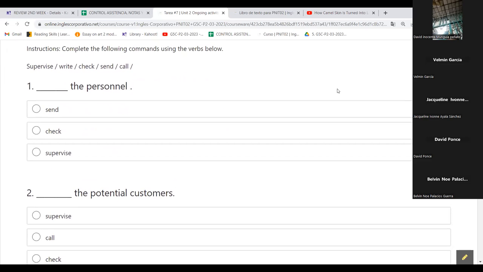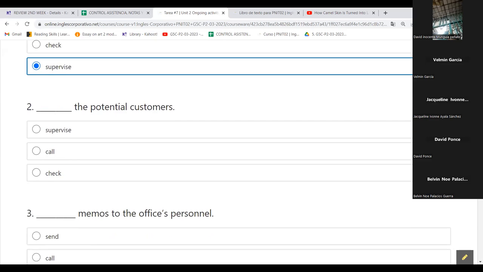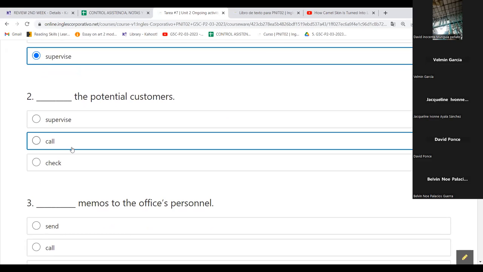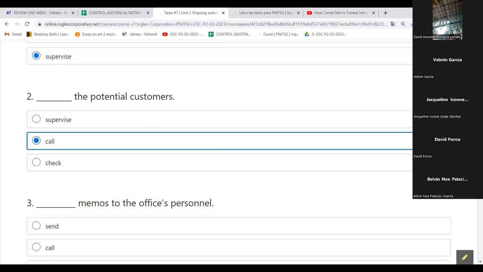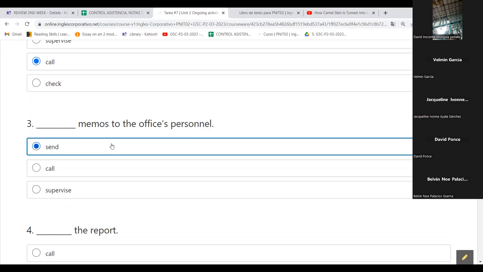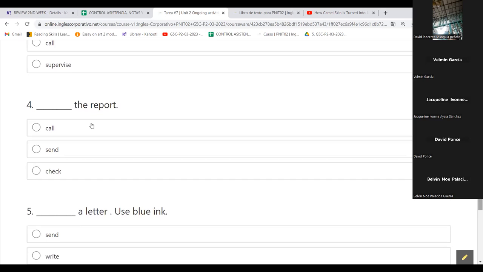So, listen. Complete the following commands using the verbs below. Number 1, the personnel, al personal. Supervise the personnel. Exactly. Number 2, the potential customers, los posibles clientes. Call the potential customers, that is right. Number 3, memos to the office's personnel. Send memos to the office personnel. Yeah, we send memos. Ya nadie lo hace, pero así era, se mandaban memos. Number 4, the report.